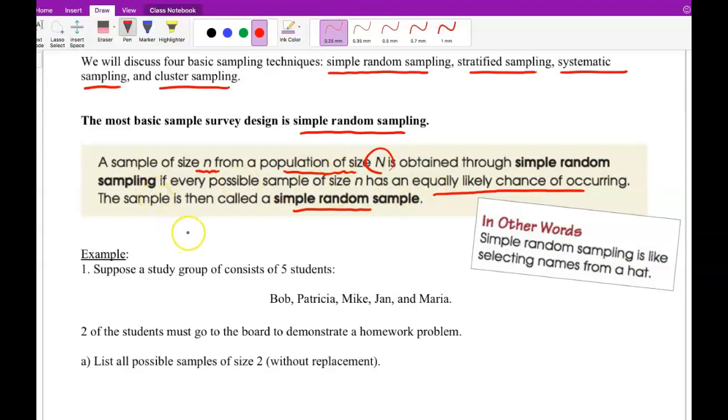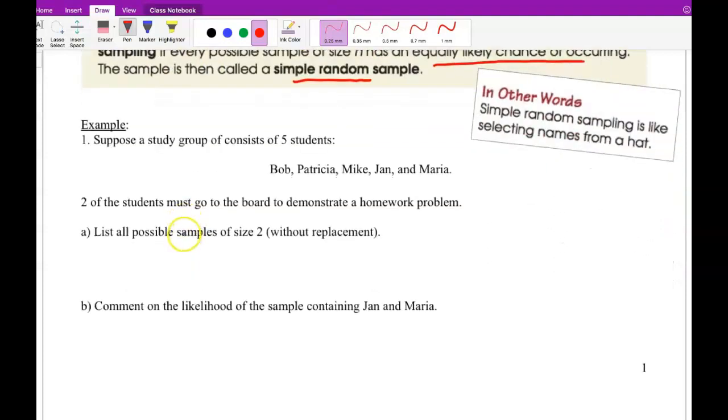Now example number 1. Suppose a study group consists of 5 students. Here we have 5 students, and we have a list of their names. 2 of these students must go to the board to demonstrate a homework problem.